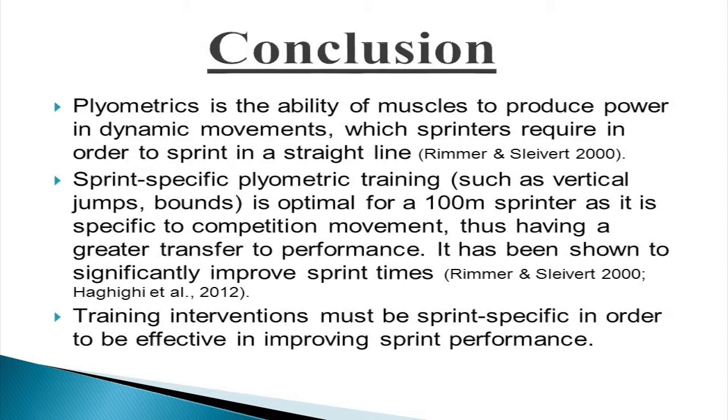In conclusion, sprint-specific PT, plyometric training, is the most effective for 100-meter sprinters because it is specific to competition movement and thus has a greater transferability to sprint performance. It is likely that the rates at which forces are produced in the concentric and eccentric actions by the muscles in the plyometric exercises will approximate those in the sprint when the contact times are similar, which is in the acceleration phase.